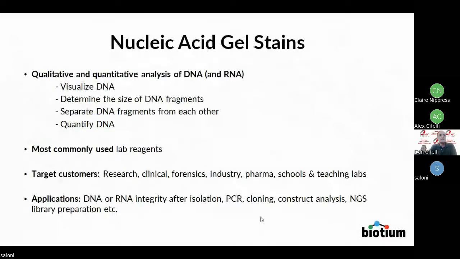So starting with today's topic, which is nucleic acid gel stains. Gel stains are widely used in most research labs, in academia, industry, or in the education sector. The main purpose of gel stains is to detect nucleic acids, either DNA or RNA, or to separate fragments from each other, to size your fragments, or to quantify your DNA or RNA sample. So gel staining is used in a huge variety of applications, from determining the integrity of the nucleic acid after isolation, after PCR, when you do cloning, construct analysis, or for analyzing your libraries after NGS.